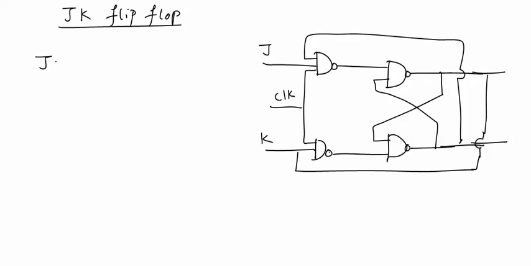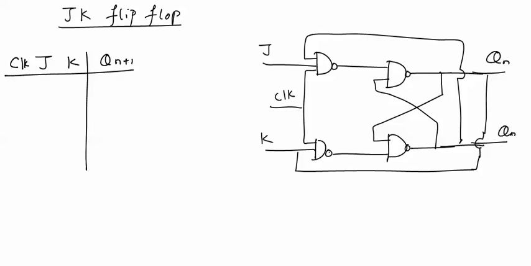There are two inputs J, K and one clock, output Q n plus 1 will be noted, Q and this is Q n bar. Now we'll see the first combination. The clock by default will be 1 because when clock is 0, always the previous state will be there. If clock is 1, there will be 4 combinations for JK: 0 0, 0 1, 1 0, 1 1.